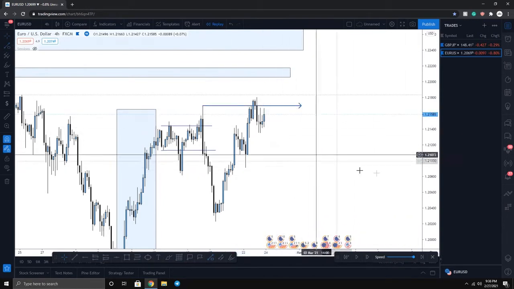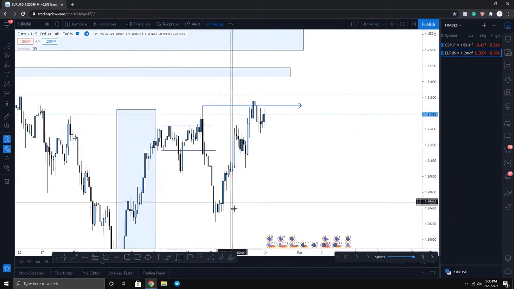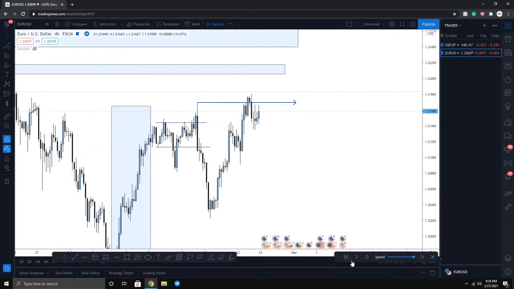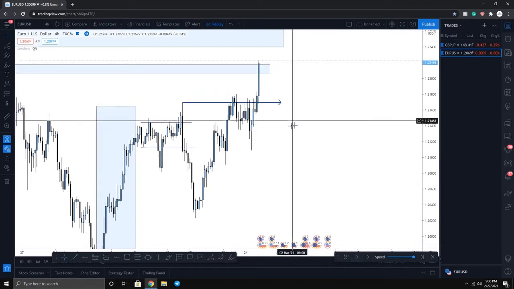After we broke the high, this tells you that there's a lot of significant bullish pressure. So we can definitely say that this was the expansion towards the upside. Now, what did we end up doing?